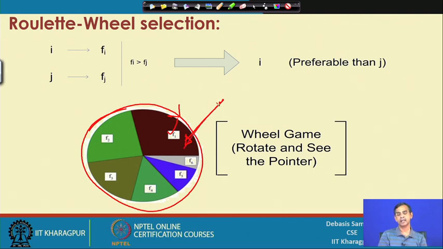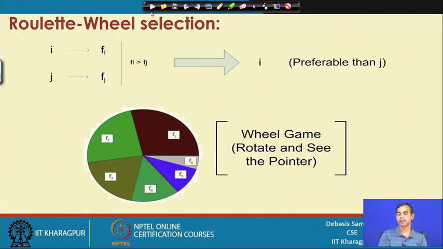So, the probability that an individual will be selected is proportional to its fitness value. This one has the least chance to be stopped at, because the wheel game is like that. The same idea is followed in the Roulette wheel scheme. We can see that an individual with greater fitness value will be more likely selected for the mating pool. This idea is followed in the Roulette wheel scheme.